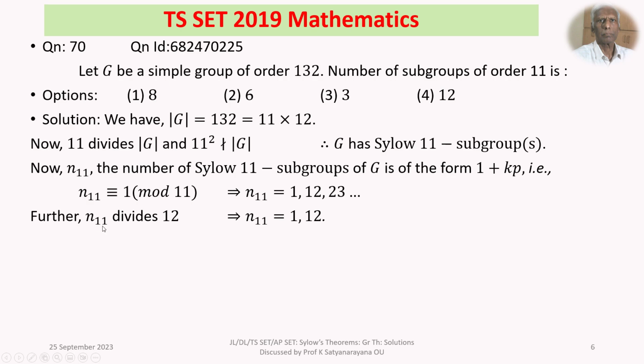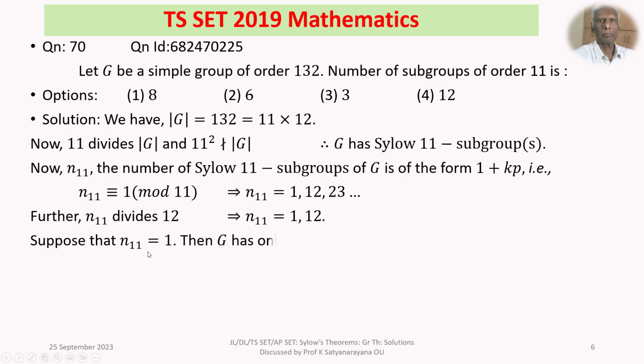And n11 divides 12, so n11 should be in the above list also. So the common is n11 equal to 1 or 12. n11 divides 12: 1 divides 12, 2 divides 12, 3, 4, 6, and 12 divides 12, all of that you can consider. But the values common to both conditions are 1 and 12. Therefore, n11 is equal to 1 or 12.